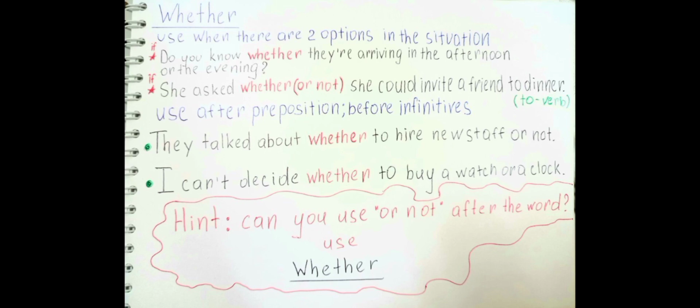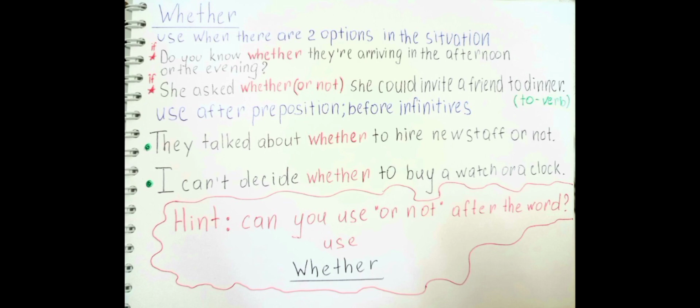Let's look at some examples of this. First, they talked about whether to hire new staff or not. So here my preposition is about, so whether follows the preposition, it comes after the preposition. And here I have a verb in the infinitive form. To hire.